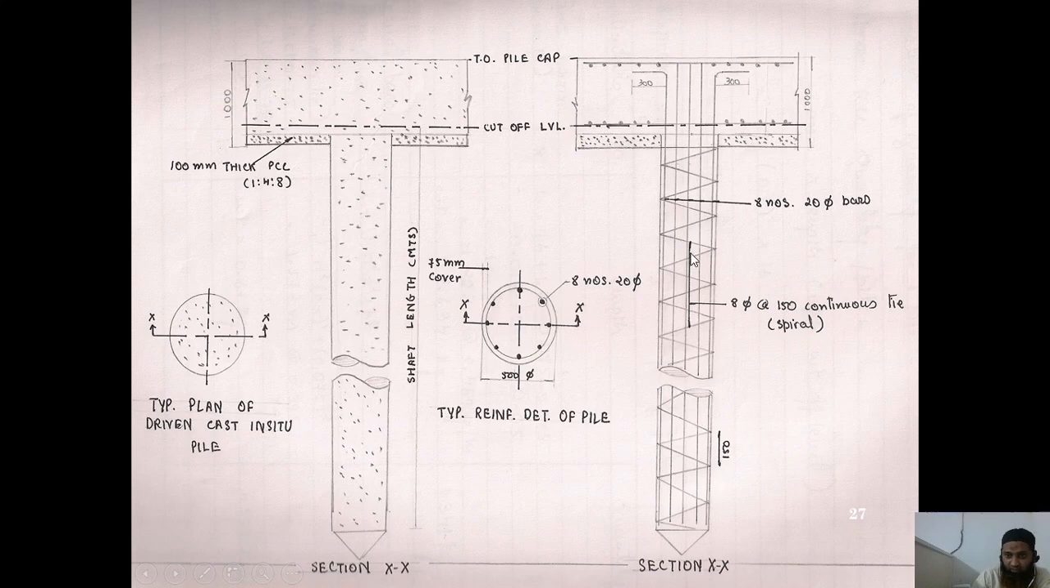So this is the type of pile which is inserted inside, and above that pile you have this pile cap which has been cast here. This is the type of pile cap. It was 3.5 meters thick as it was mentioned here.